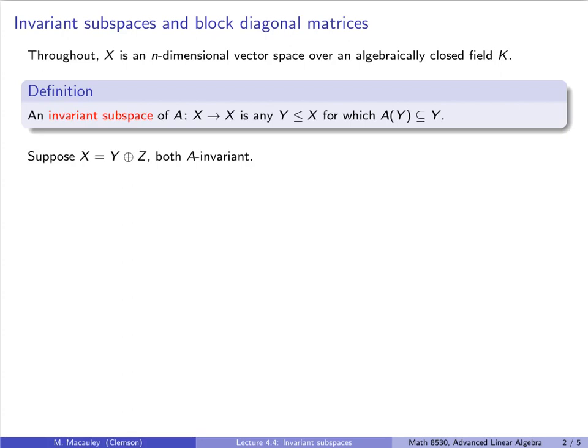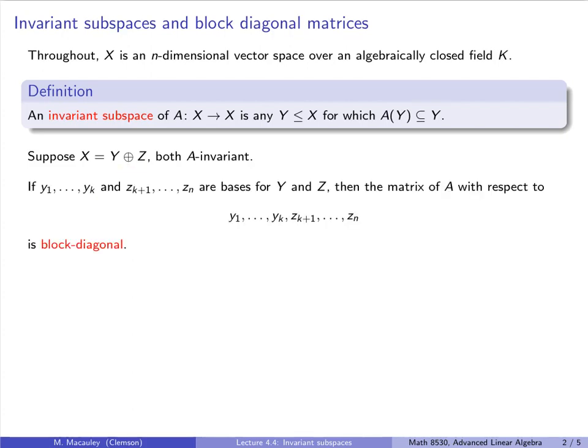Suppose now that our vector space X decomposes as a direct sum of two A-invariant subspaces. I claim that if we have a basis y1 up to yk for big Y and zk plus 1 up to zn for big Z, remember the union of these is the basis for X, then the matrix of A with respect to this basis, if we put it in this order, is block diagonal. This is easy to see.